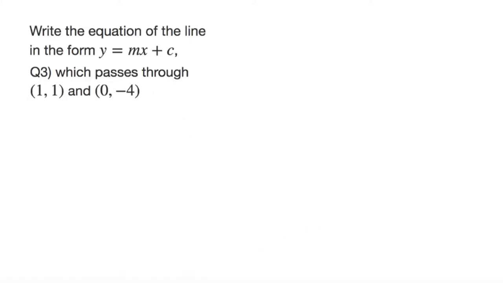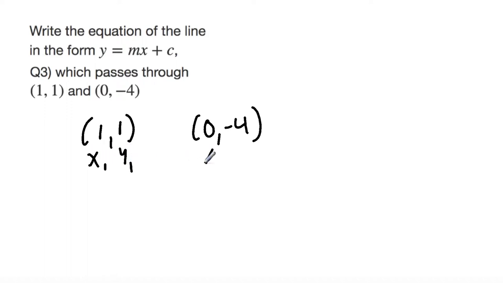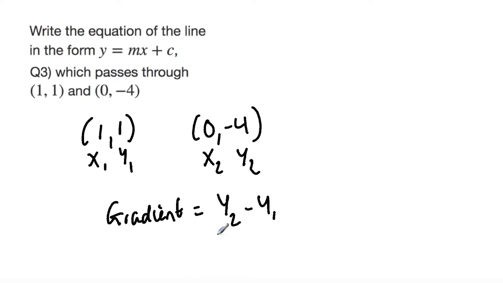Question 3. Write the equation of the line in the form y equals mx plus c, which passes through (1, 1) and (0, minus 4). So let me just write the points over here. We have (1, 1) and (0, minus 4). What I'm going to do next is label each of these coordinates x1, y1, x2, y2. So this is x1, this is y1, this is x2, and this is y2. Now to calculate the gradient, I'm going to be using this particular equation. So the gradient is equal to y2 minus y1 over x2 minus x1.